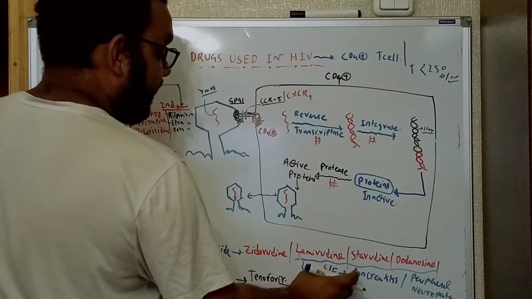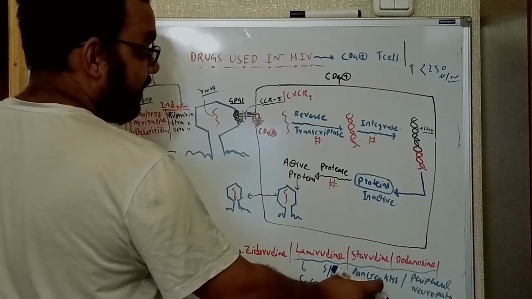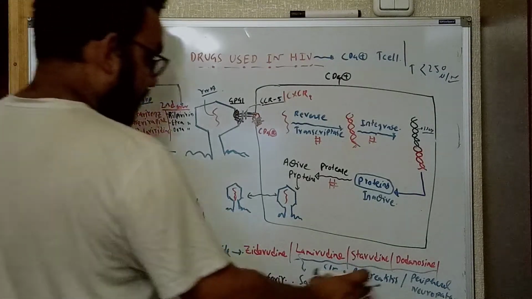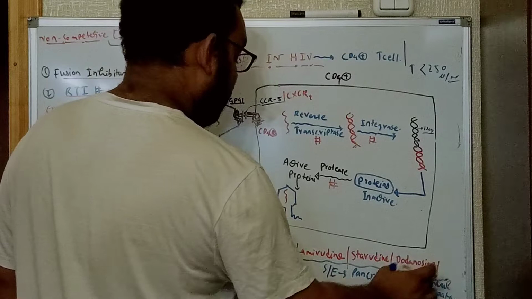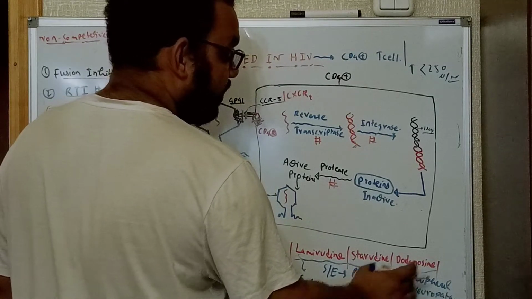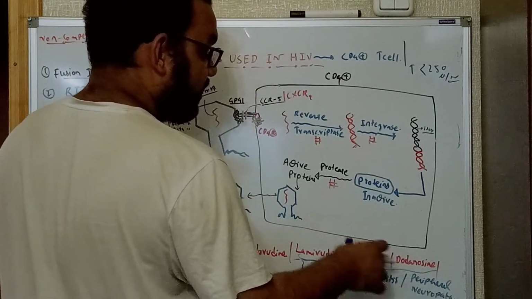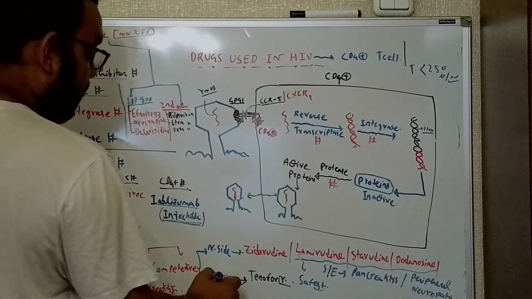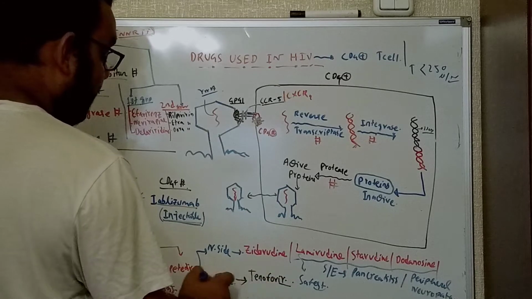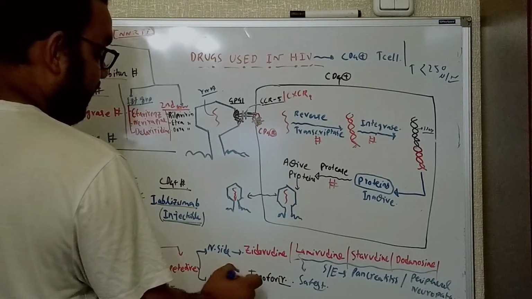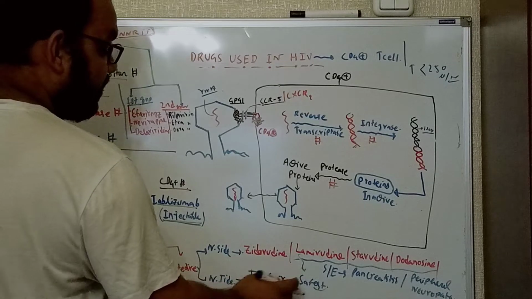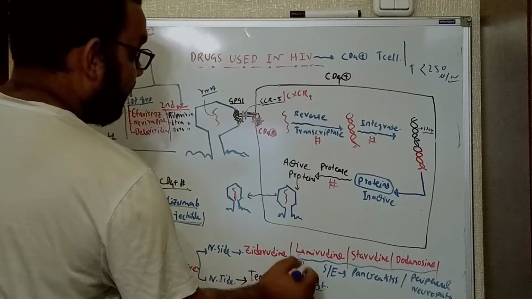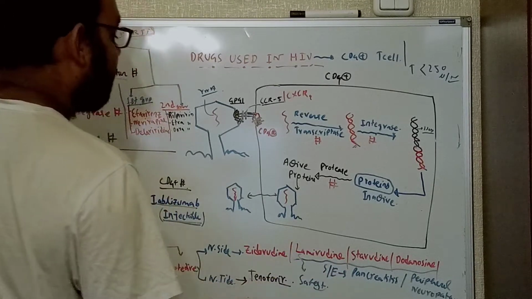Now the side effects of this type of drug are that it can cause pancreatitis and peripheral neuropathy. Among these drugs, didanosine has the most chance of causing pancreatitis. Okay, nucleosides. And in terms of the nucleotide, we can use tenofovir. You can remember T for nucleotide, T for tenofovir. Among the first line drugs in terms of the nucleosides, the safest one is lamivudine.